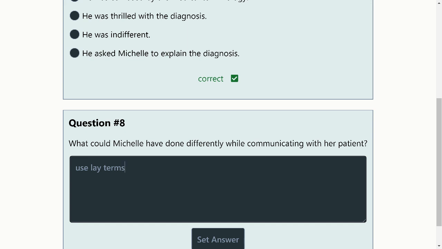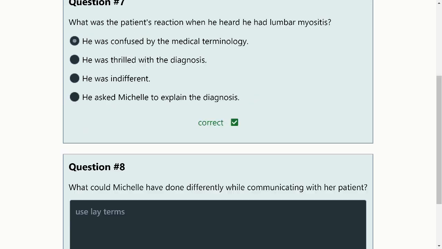Instead of her just saying, yes, you strained your back. Because he didn't know what that was. I mean, the doctor probably could have explained it, but it's simpler to say, oh, you strained your back muscle. He's elderly, so he probably wasn't going to remember how to say it after that day either way. All right, so using lay terms would have been the better thing for Michelle to do.